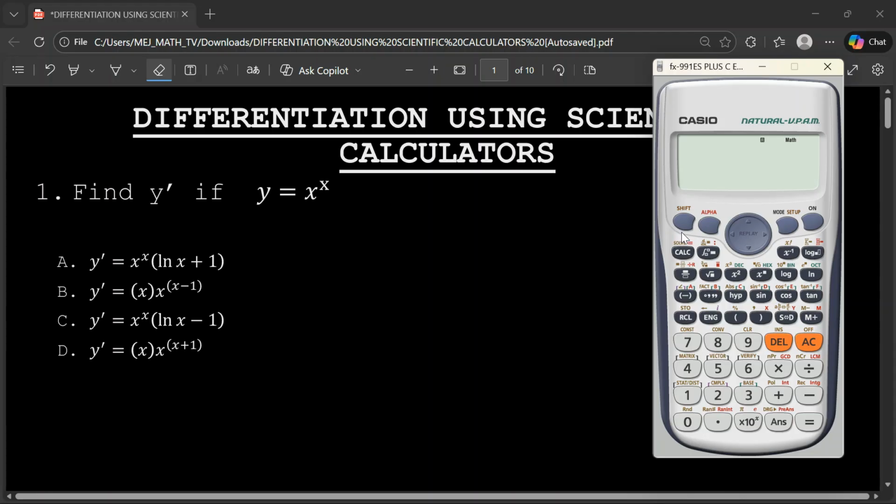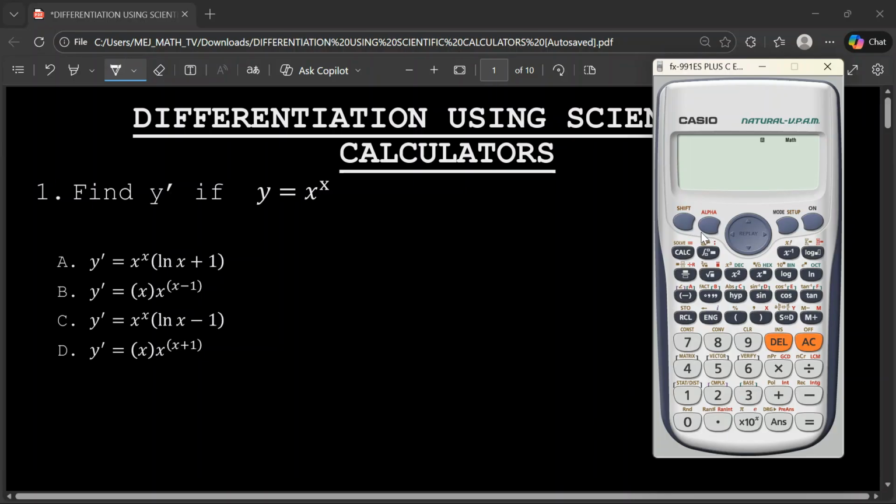Another thing you should take note of is that anytime you want to differentiate functions using the scientific calculator, you should ensure that your calculator's mode is changed to radians. This is because we don't want to be having answers in degrees when we differentiate functions such as trig functions. And so to do this, we are going to say shift mode, and then option 4 is the radian mode. That is it. So with this, we can start differentiating.